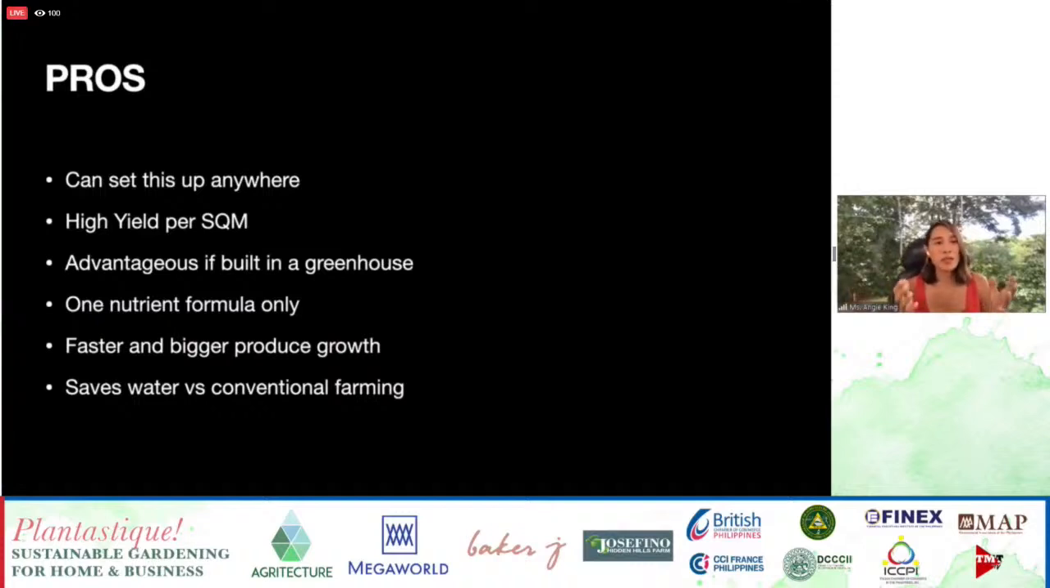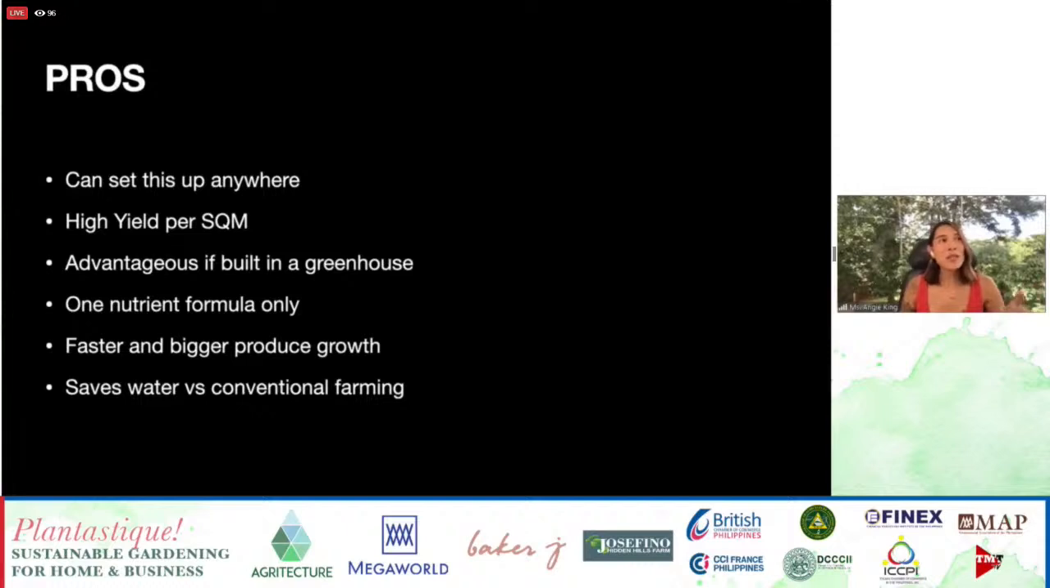With our tower system, we only have one nutrient formula to grow most of the things that we need. Also, from my experience, it is faster and bigger for the produce growth, and I haven't seen any other farm that matches the size of crops and vegetables that we grow. And lastly, it saves a lot of water compared to conventional farming, because the water is recycled through the system.